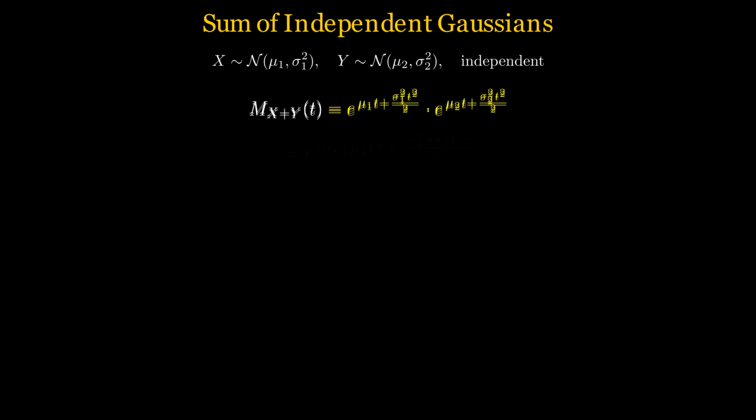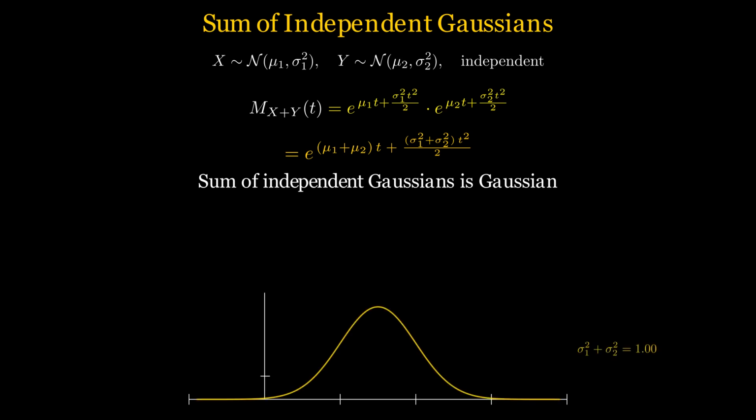If X and Y are independent Gaussians, the MGF of their sum is the product of the individual MGFs, multiplying the two exponentials and collecting terms. The mean of the sum is mu 1 plus mu 2, and the variance of the sum is sigma 1 squared plus sigma 2 squared. That is the MGF of a Gaussian with those combined parameters. Sums of independent Gaussians are Gaussian. The MGF proves this in one line.